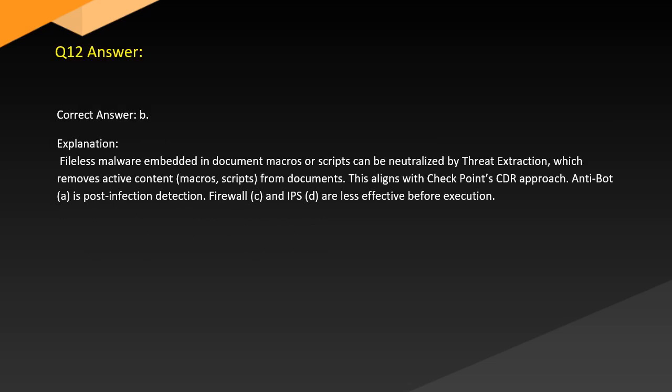Answer. Correct answer: B. Explanation. Fileless malware embedded in document macros or scripts can be neutralized by threat extraction, which removes active content, macros, and scripts from documents. This aligns with the Check Point CDR approach. Anti-bot (A) is post-infection detection. Firewall (C) and IPS (D) are less effective before execution.